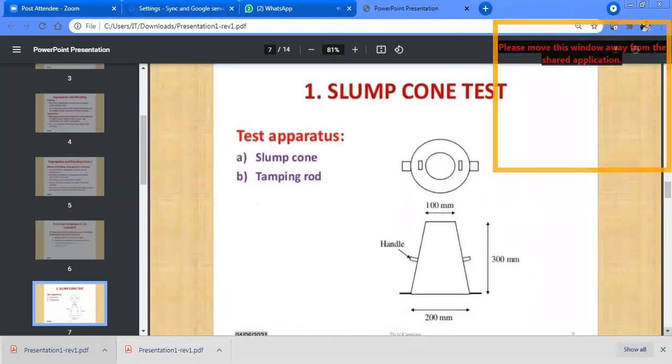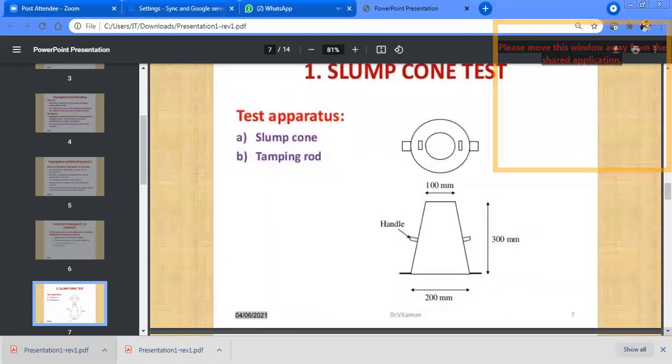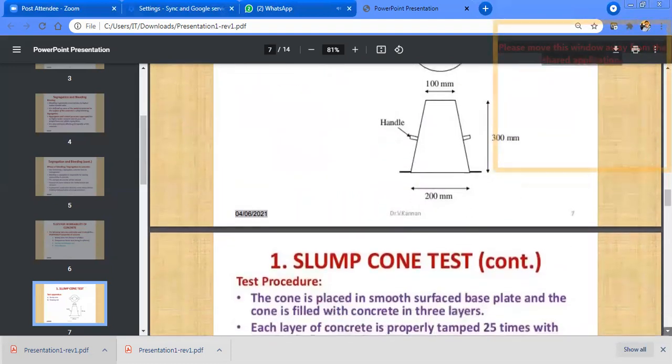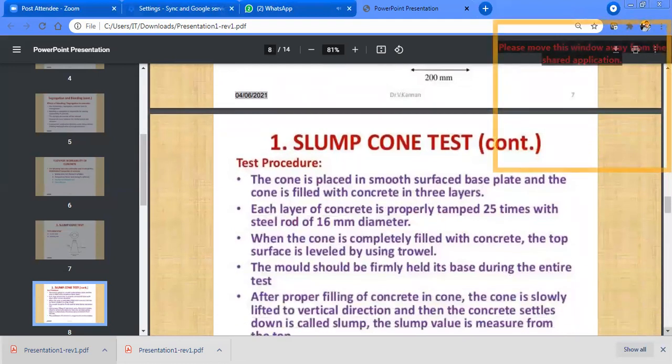This is the typical shape of the slump cone. We have the tamping rod at the side, and we have the slump cone. When the concrete reaches site, we go to the slump test procedure. The cone is placed on a smooth surface base plate, and the cone is filled with concrete in three layers. Each layer is tamped 25 times by a rod having a diameter of 16 mm.